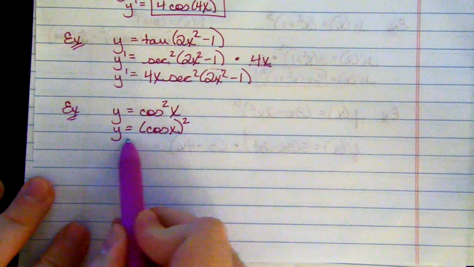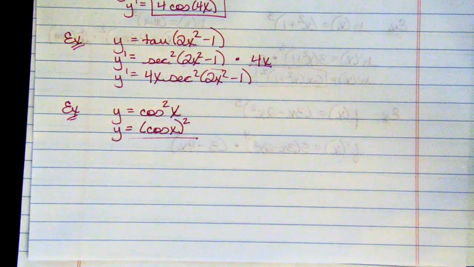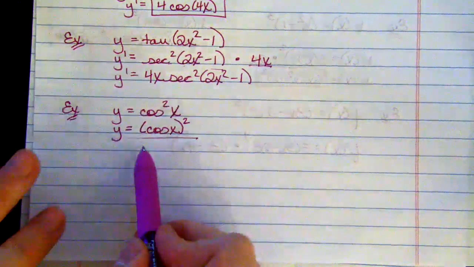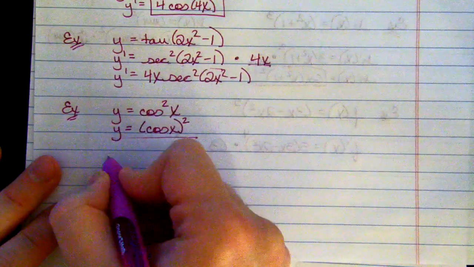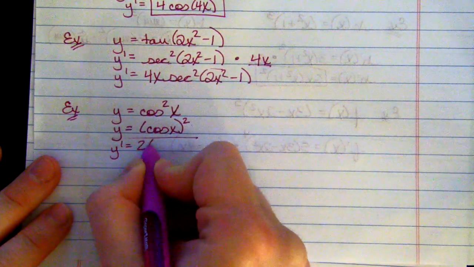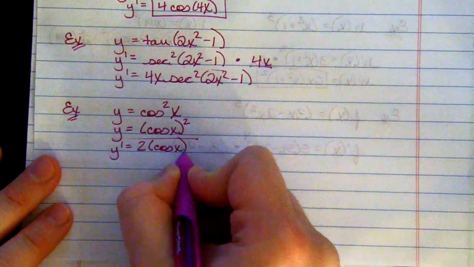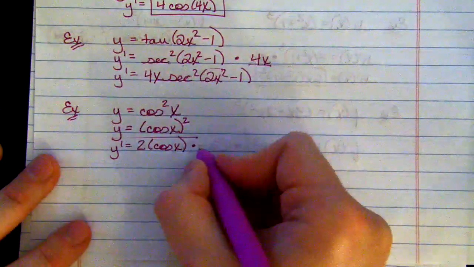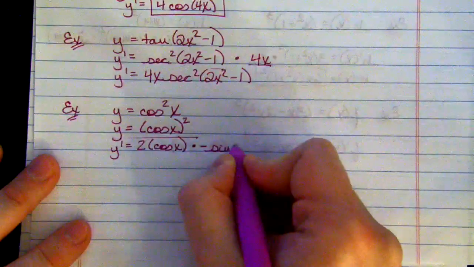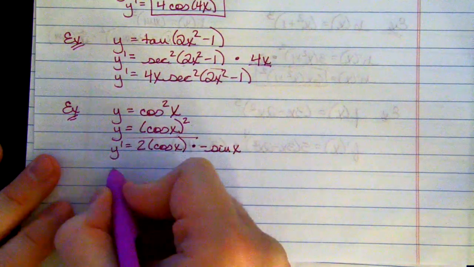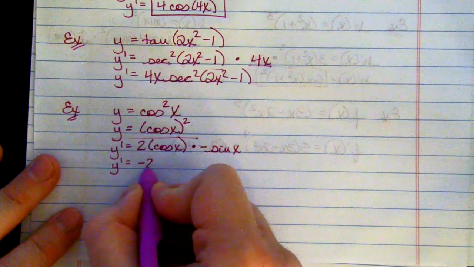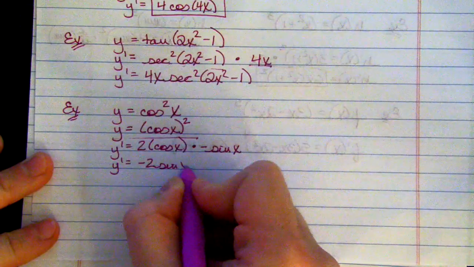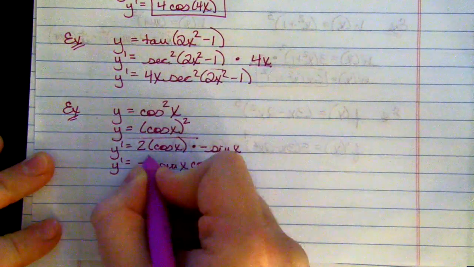Now, if I want to find the derivative of this, what am I going to have to deal with first? The square or the cosine? We start on the outside and we work our way in. I think my outermost function is that square. So I'm going to start with that, and I'm going to get 2 cosine x to the first. Then we multiply by the derivative of the cosine of x, and I'm going to get a negative sine x out of that. My derivative is negative 2 sine x cosine x.